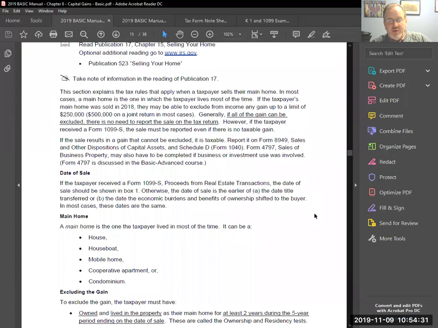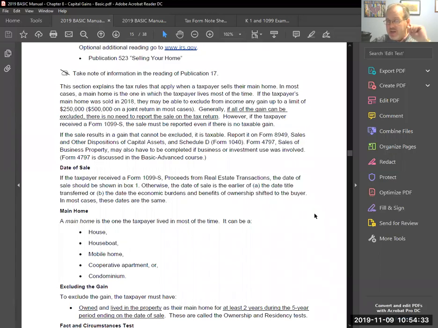1099-S is the form that's used for these transactions. Just because there's a 1099-S issued with an income amount on it doesn't necessarily mean that there is a taxable gain on it. It's just saying that this transaction was reported to the IRS. Most of the time we don't see 1099-S's.